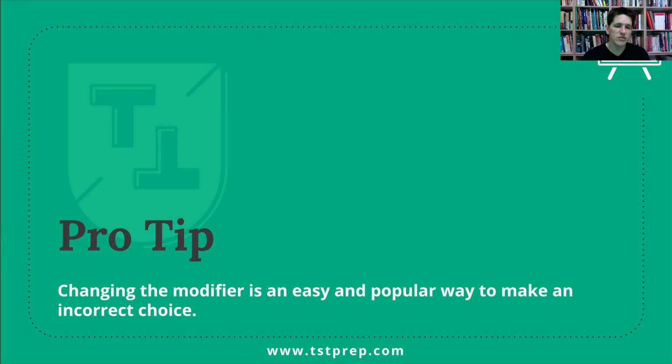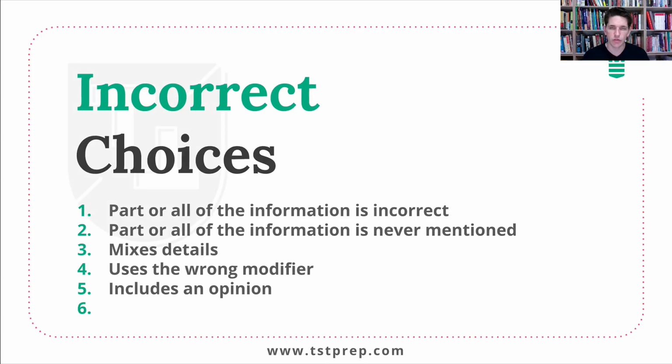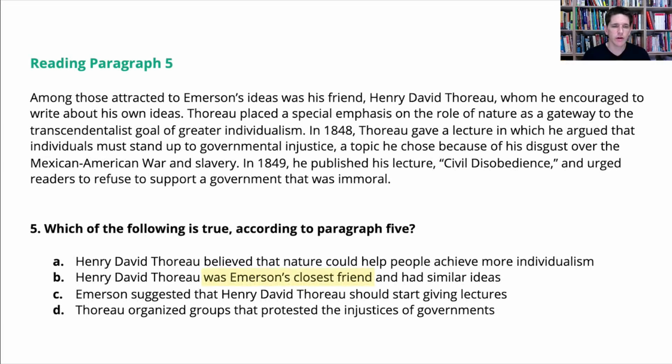Here's a pro tip. Changing the modifier is an easy and popular way to make an incorrect choice. I mentioned that before, right? Easy to make a wrong choice with that. Another way to make an incorrect choice is that there's an opinion in there. This is not a popular way to make an incorrect choice, but it might come up once in a while.